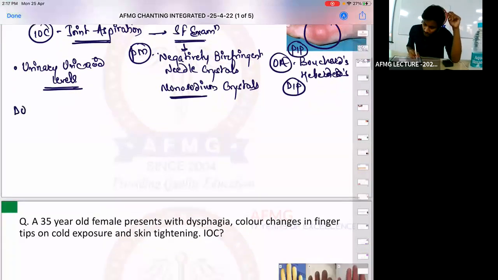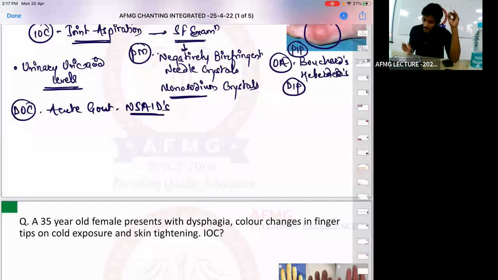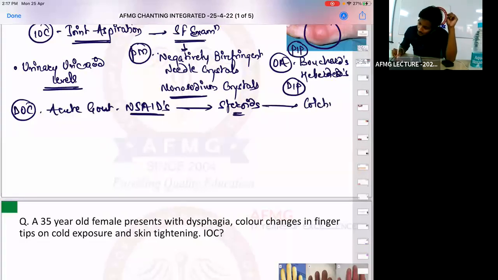So, drug of choice for acute gout, please anybody? Drug of choice for acute gout are NSAIDs, non-steroidal anti-inflammatory drugs like indomethacin, ibuprofen, all of these. But if I say the patient has not been relieved on NSAIDs, then the next drug I can give are steroids. Then, if the patient is not even improving on steroids, then the drug given is colchicine.